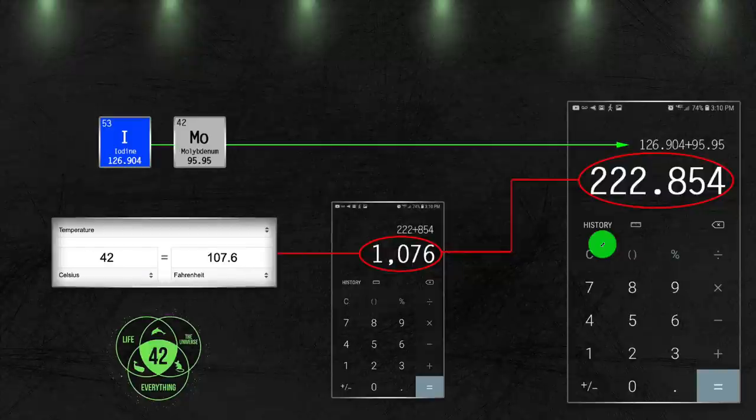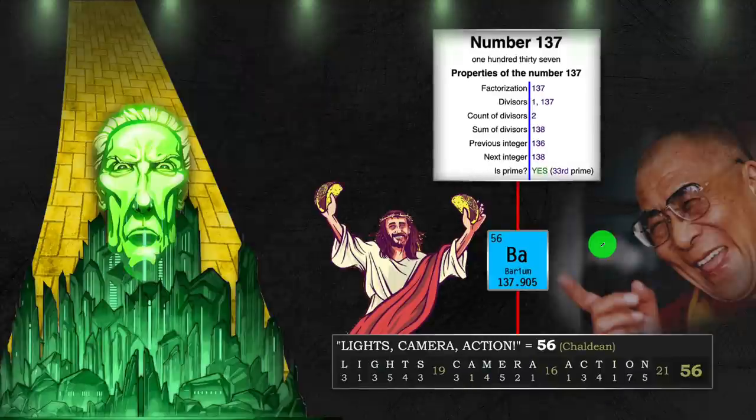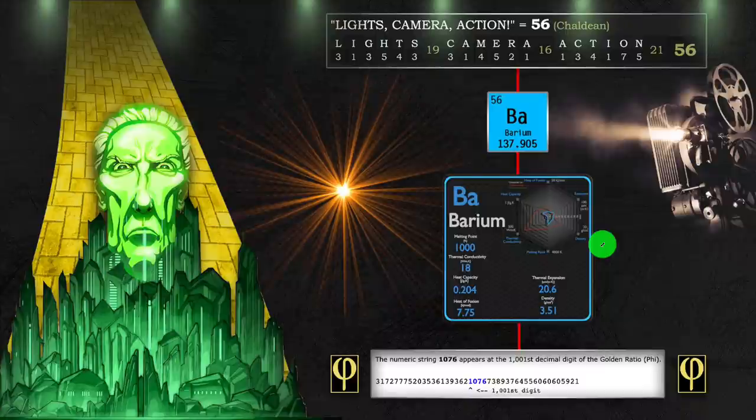And Celsius to Fahrenheit, it's the Wizard of Oz. It's all mathematically precise, not done by man. Have fun with this reality. Know your code. So let's break down this movie aspect. This is huge.